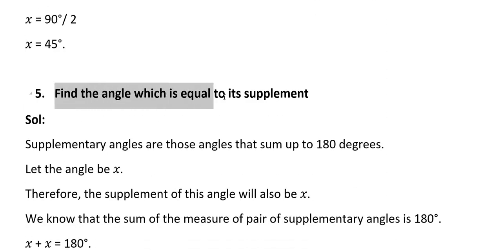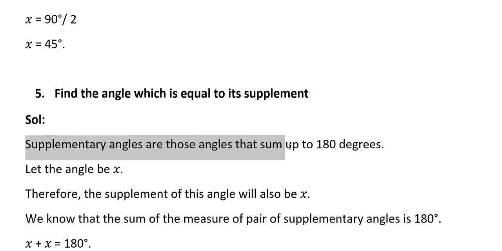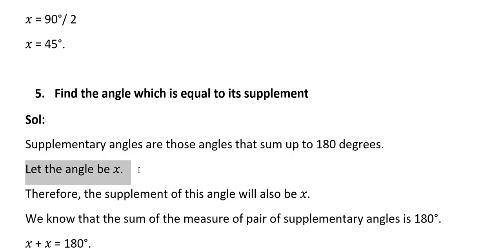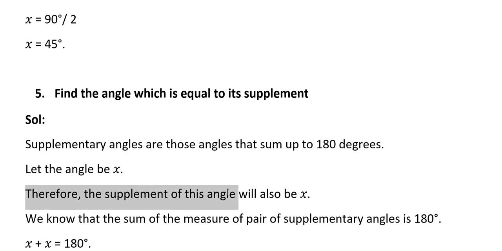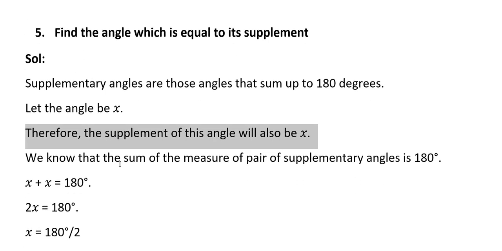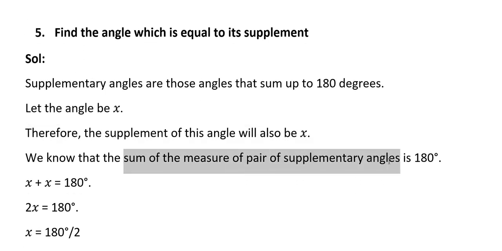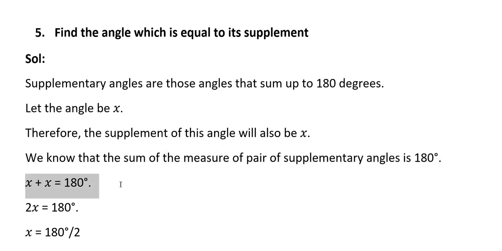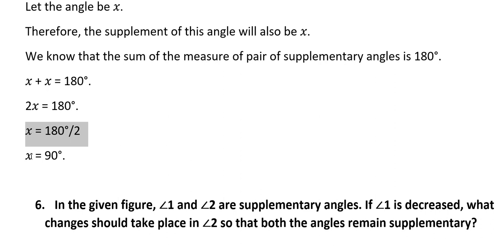Find the angle which is equal to its supplement. Same. Supplementary angles are those angles that sum up to 180 degrees. Let an angle be x. Therefore, the supplement of this angle will also be x. We know that the sum of the measures of a pair of supplementary angles is equal to 180. So x plus x is equal to 180, 2x is equal to 180 degrees, x is equal to 180 by 2. So x is equal to 90 degrees. Sixth problem.